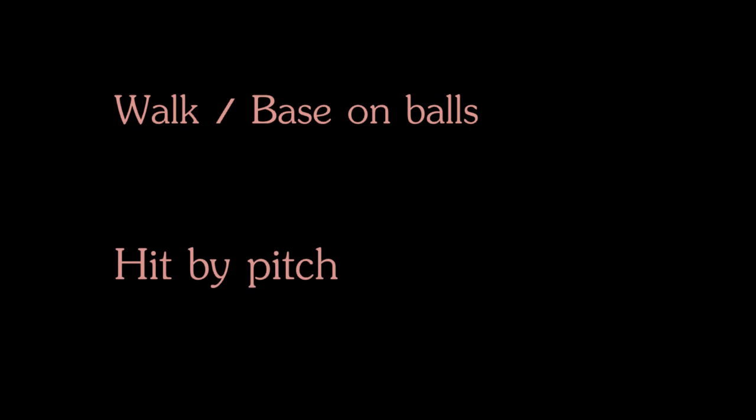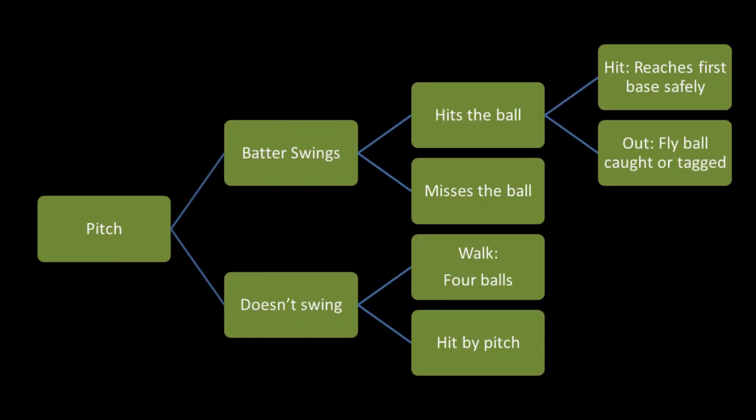And like a walk, the batter will get to go to first base. One note is that the batter is not allowed to move so that the pitch hits him on purpose. If he does this, the umpire can say that the batter leaned into it and he will not be allowed to go to first. There are a few other ways that batters can reach base, but the majority of the time it will be by way of a hit, which are singles, doubles, triples, home runs, or by way of a walk, or by way of being hit by a pitch.